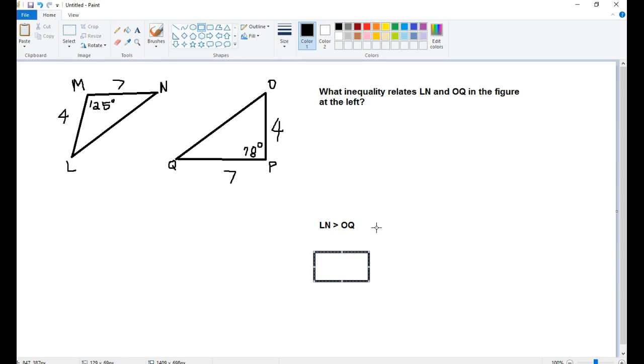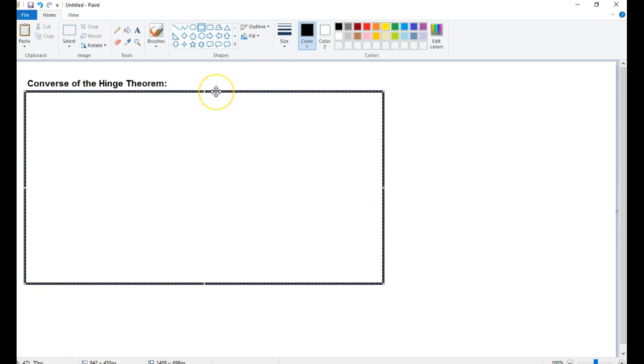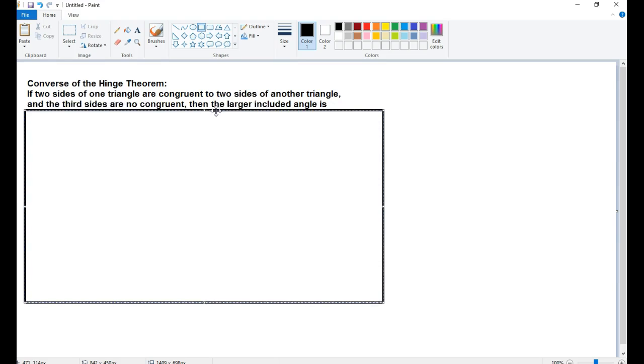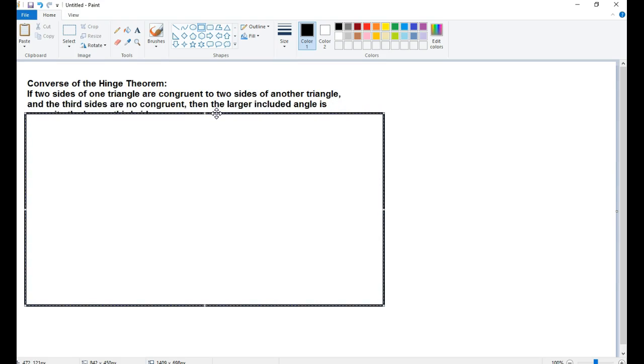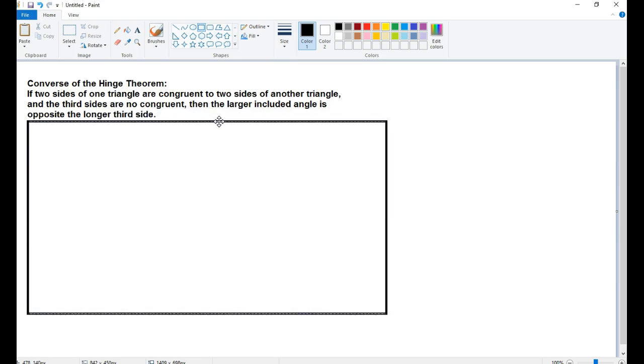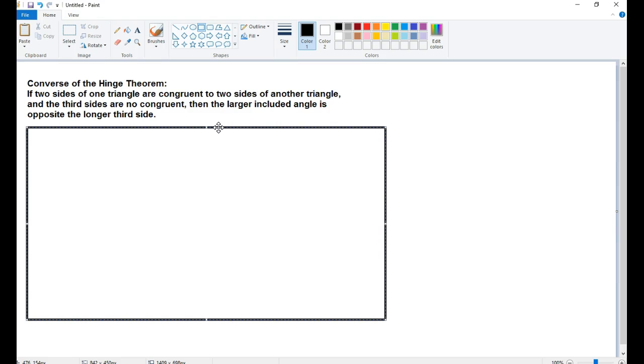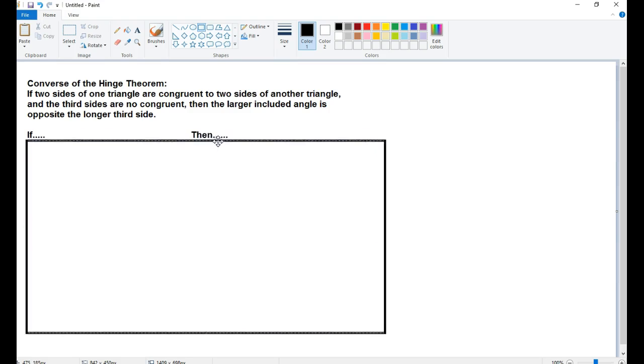Now I know that's kind of quick, but we're going to do lots of examples with this in class. And we're going to go on to the next theorem, which is called the converse of the hinge theorem. Okay, so the converse of the hinge theorem starts off the same. We have two sides of one triangle congruent to two sides of another, and the third sides are not congruent, then the larger included angle is opposite the longer third side. So it's just the converse of what we had before.